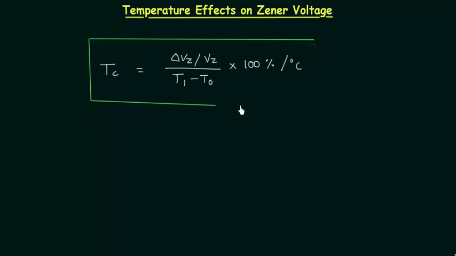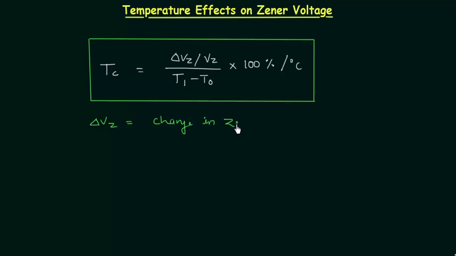This is the formula for Tc, and I will use this formula to solve one numerical problem. First we will see the terms involved in this formula. Delta Vz is the change in Zener voltage. Vz is Zener potential or Zener voltage at 25 degrees Celsius.